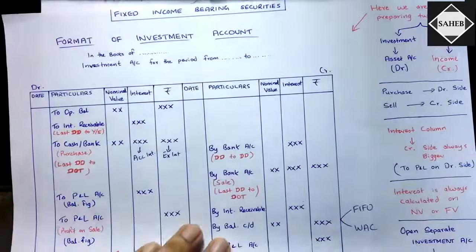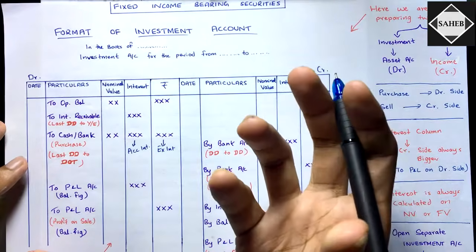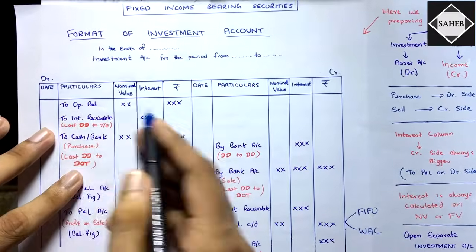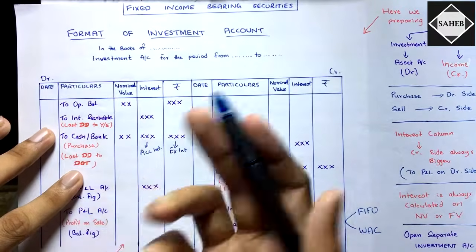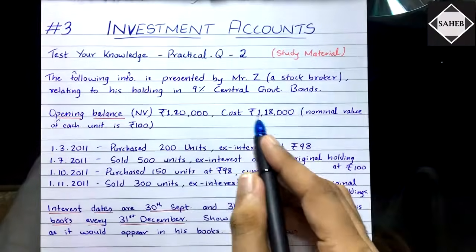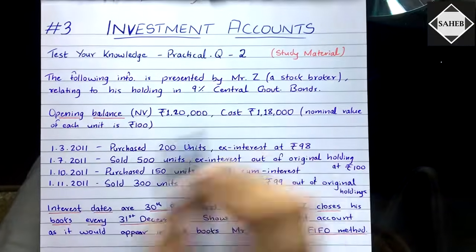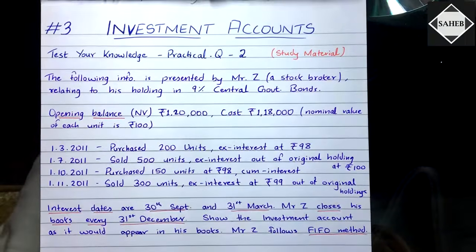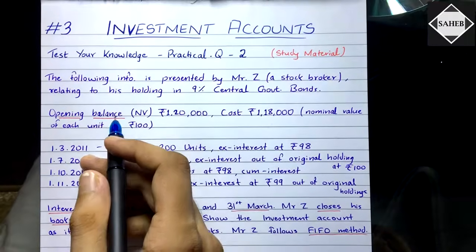In the investment account, since the investment is an asset, it has a debit opening balance, right? Asset का कौन सा बैलेंस होता है? डेबिट बैलेंस. So you will take it on the debit side, to opening balance or to balance b/d, you will take the cost of the investment, the ex interest price, which is the cost of the investment, 1,18,000. And then in the nominal value column, you will take the nominal value 1,20,000, the face value, right? So that's what you have to do with the opening balance.